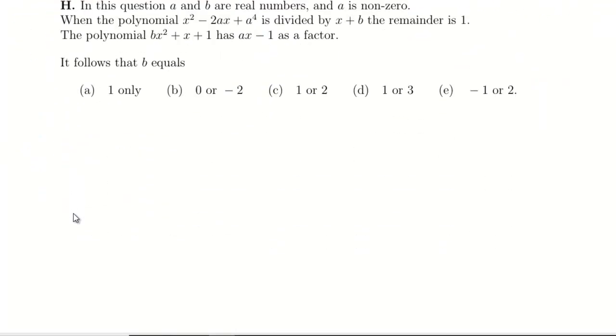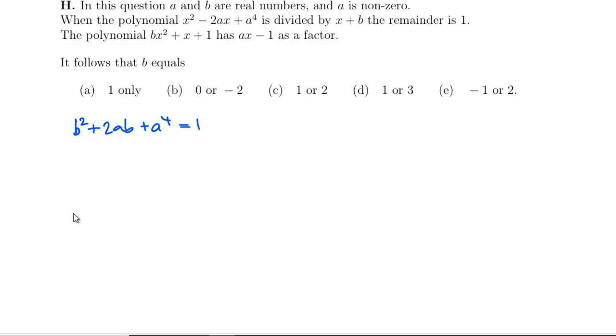H. In this question, A and B are real numbers. A is non-zero. When the polynomial x squared minus 2ax plus x to the 4 is divided by x plus b, the remainder is 1. When the polynomial, that's a different polynomial, that's got that as a factor. Right, so we're doing remainder theorem, factor theorem. So we put minus b into the first one, so that gives us b squared plus 2ab plus x to the 4 has got remainder 1.